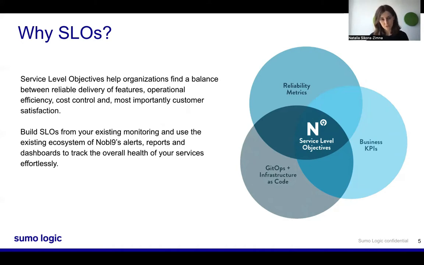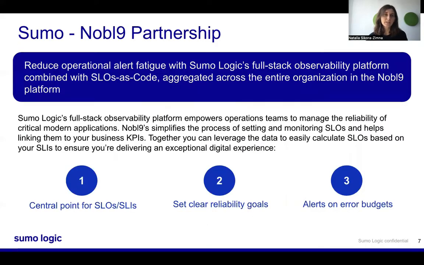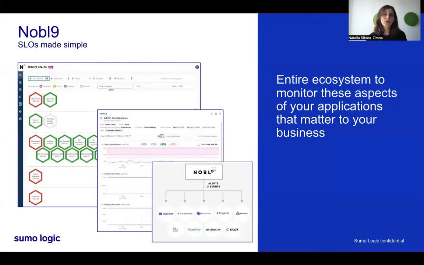Nobl9 supports Sumo Logic alongside 20 other data sources to retrieve your metrics data, calculate and track your error budgets, and present them in a single view to see the overall health of your organization. But Nobl9 is so much more than just SLOs. It's an entire ecosystem of alerts, reports, and dashboards to help you monitor the reliability of your applications as simply and effortlessly as possible.